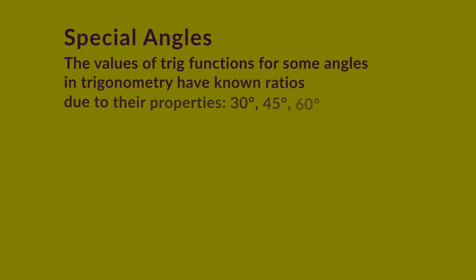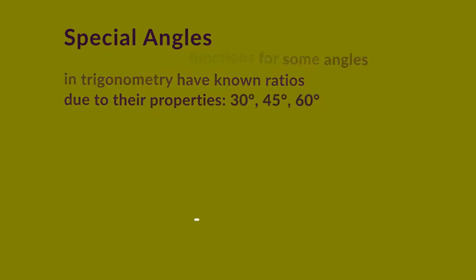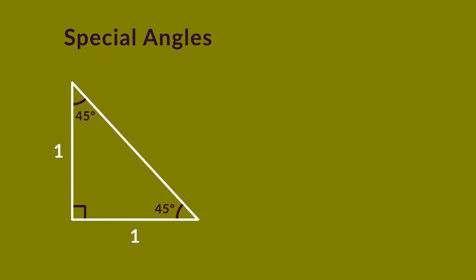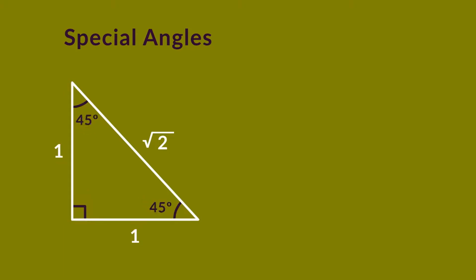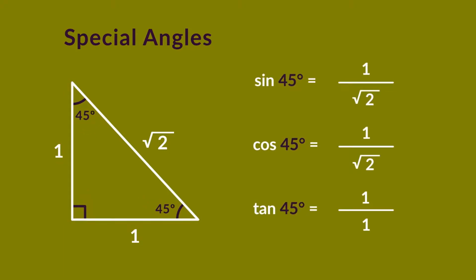The values of trig functions for some angles in trigonometry have known ratios due to their properties. They are angles of 30 degrees, 45 degrees, and 60 degrees, and are called special angles. Have a look at this right-angled triangle with angles of 45 degrees. The two acute angles are equal, and therefore the two sides must be equal. This gives us a ratio which applies to any triangle that shares these same properties. So the trig ratios for 45 degrees will look like this. Quite cool, huh?